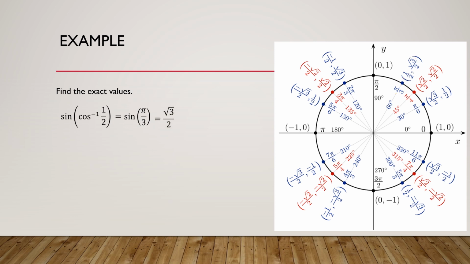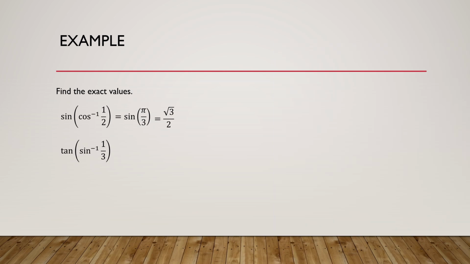Next, let's find tangent of arcsine 1/3. In this problem, there is no 1/3 referenced on the unit circle, so we will not use it. For this expression, we first evaluate arcsine of 1/3. This implies there is an angle theta that satisfies sine theta equals 1/3. For this, we use the right triangle and establish an angle theta. The expression then means the opposite side equals 1 and the hypotenuse equals 3.